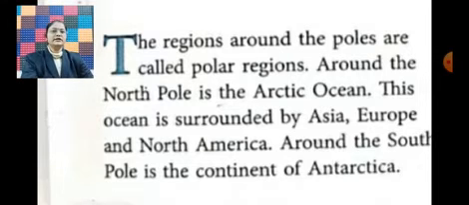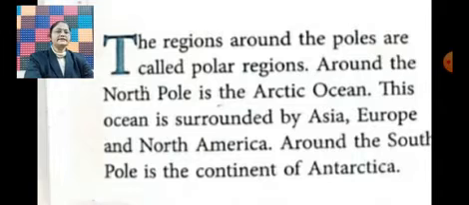Around the North Pole is the Arctic Ocean. North Pole के पास Arctic Ocean है. The ocean is surrounded by Asia, Europe and North America. Arctic Ocean surround है Asia, Europe and North America से.